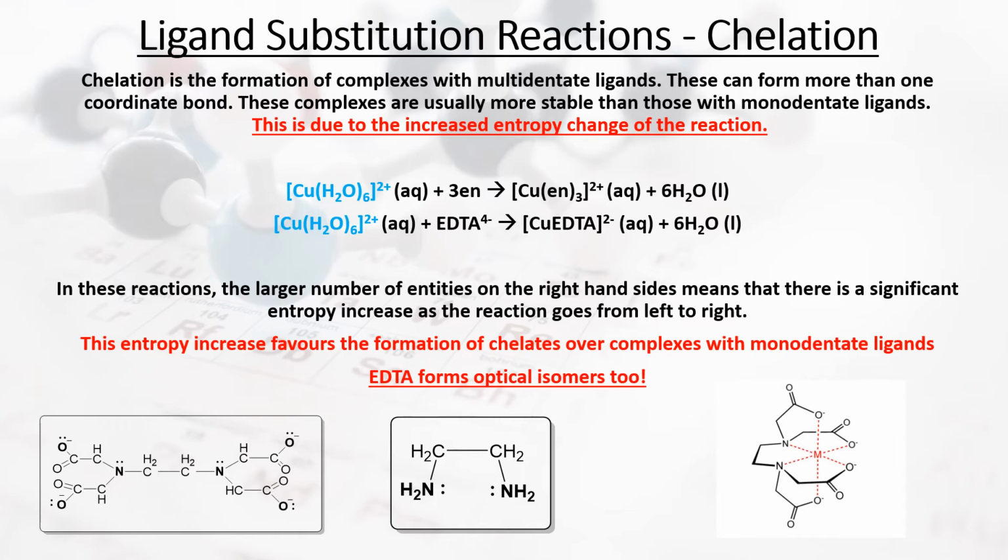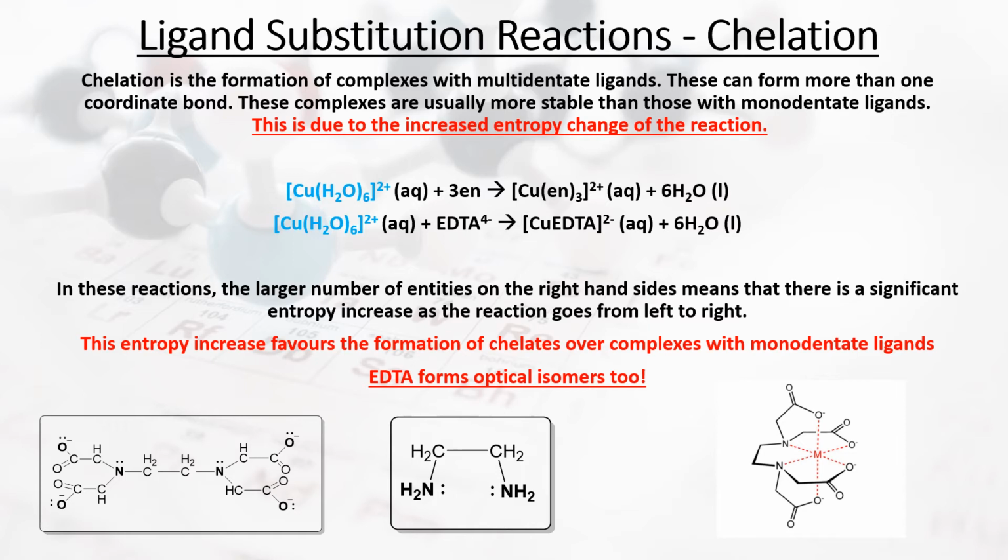We can react these EN molecules with our hexaaqua copper complex, and this produces this copper complex with 3 of these bidentate EN ligands attached. So Cu(en)3 as a 2+ ion. Again, this is a neutral ligand, so there's no change in charge.